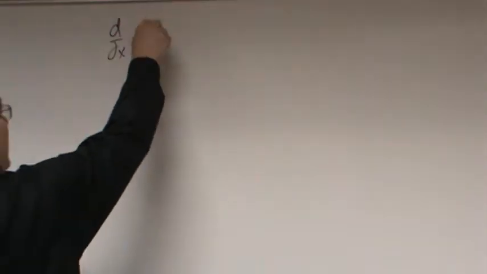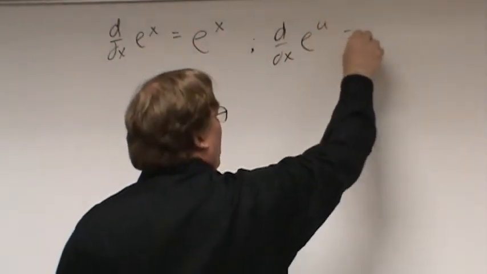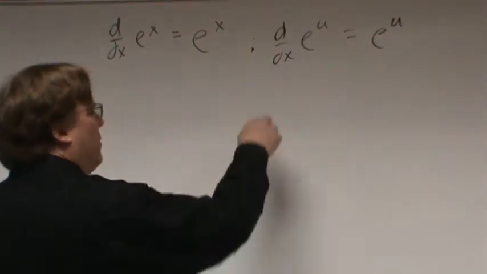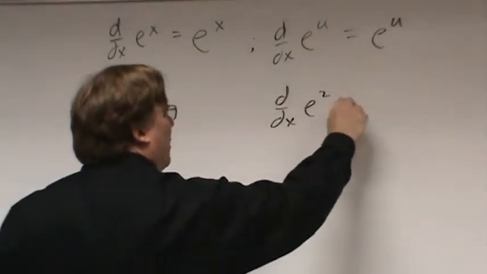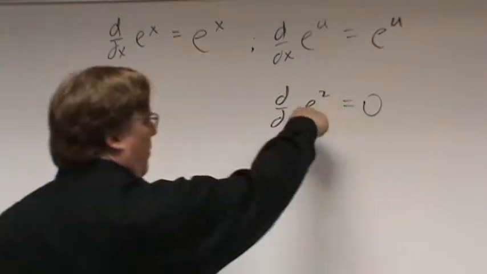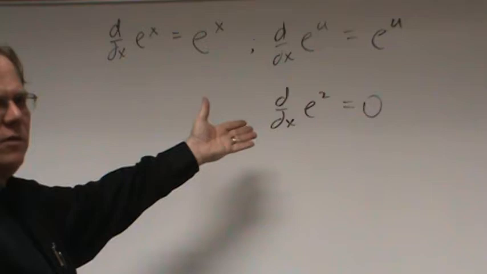The derivative of e to the x just so happens to equal e to the x, which would mean that the derivative of e to the u, where u is some function of x, is just e to the u. Doesn't matter what's in the exponent. Derivative of e to anything is just e to itself, as long as there are x's there. Obviously, you tell me, what's the derivative of e squared? 0, right? Because the derivative of a constant is always 0. So don't think that if you have e to a constant that it has some weird derivative. The derivative of e squared is 0.